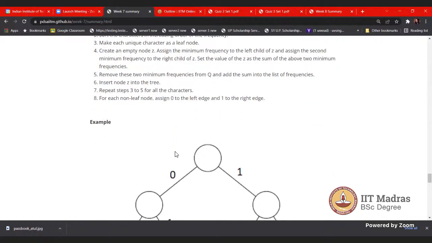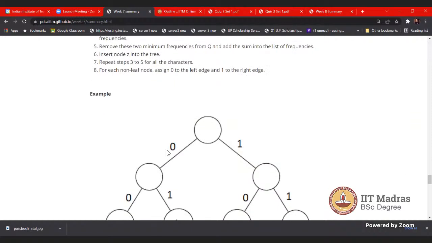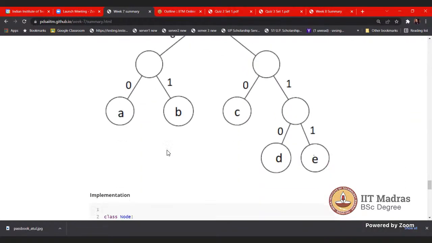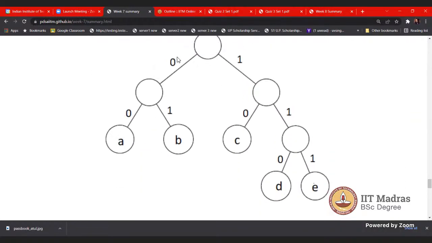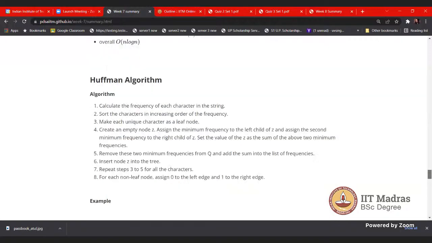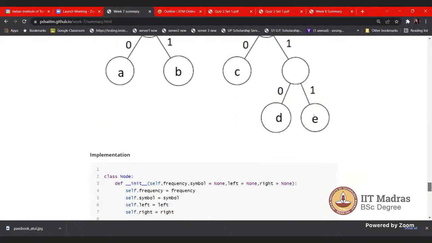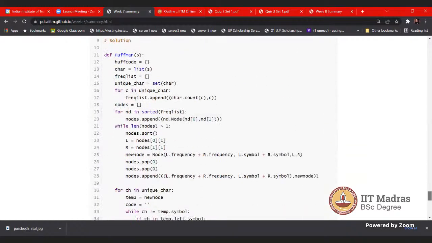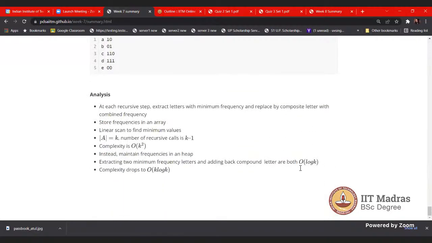So we have already seen one example of how we can create the Huffman tree. After creating this Huffman tree, just assign the 0 value on the left edge and the 1 value on the right edge. After assigning this 0 and 1 on our Huffman tree, you can find out the Huffman codes. There is one property of Huffman code, that all codes are prefix codes. The properties are also given, I think.